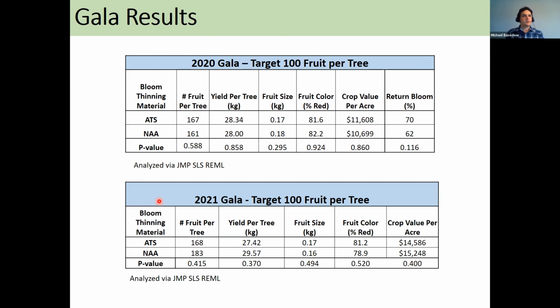And we saw very similar results this past year in 2021. So again, targeting 100 fruit per tree. Again, fairly similar numbers, 168 versus 183. And again, no significant differences in terms of yield, fruit size, fruit color, or crop value per acre between those two bloom treatments.